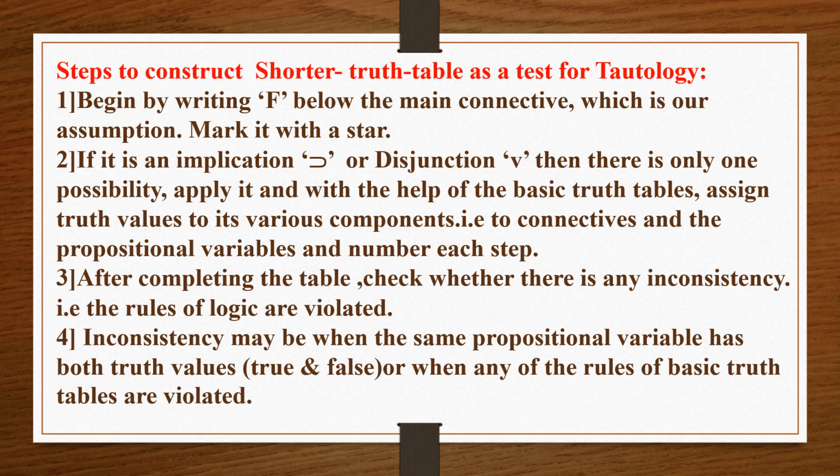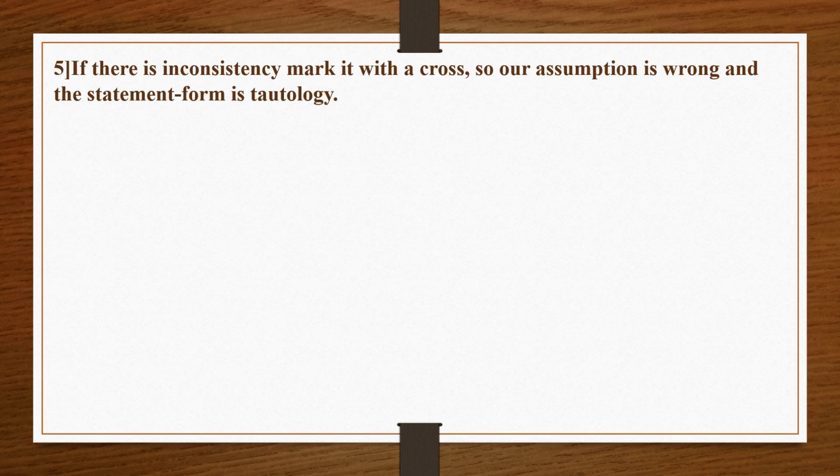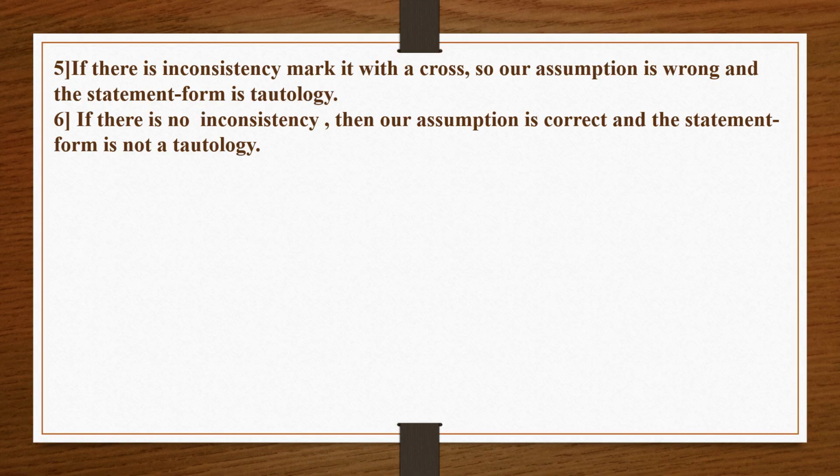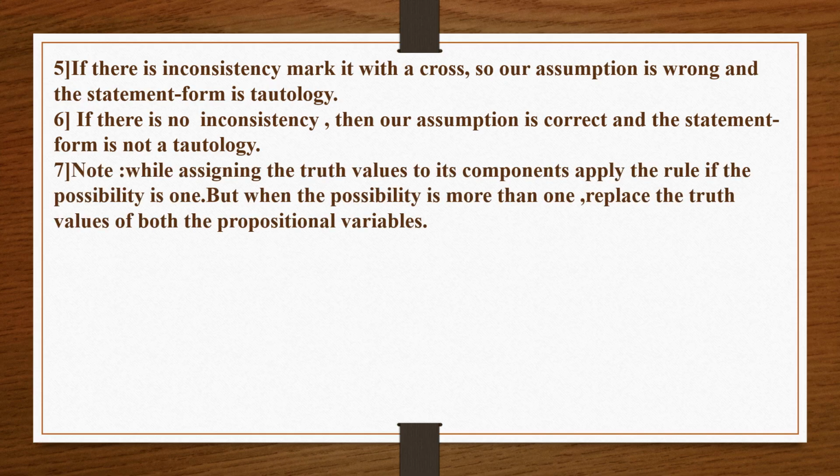Inconsistency may be when the same propositional variable has both truth values, that is, when it is both true and false, or when any of the rules of the basic truth tables are violated. If there is inconsistency, then mark it with a cross. So our assumption is wrong and the statement form is a tautology. If there is no inconsistency, then our assumption is correct and the statement form is not a tautology.